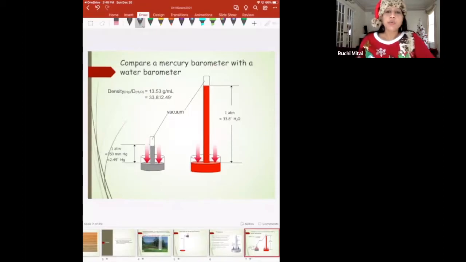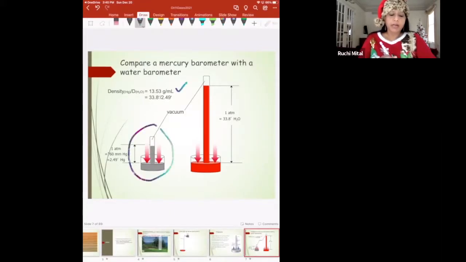Now, why do we use mercury as the liquid in a barometer? One thing, mercury is the only liquid metal, and it is because of the density. The density of mercury is very high. So the barometer that we are going to use is going to be comparably much smaller. If we used water as our liquid in a barometer, it would be a lot larger because of the difference in the density.